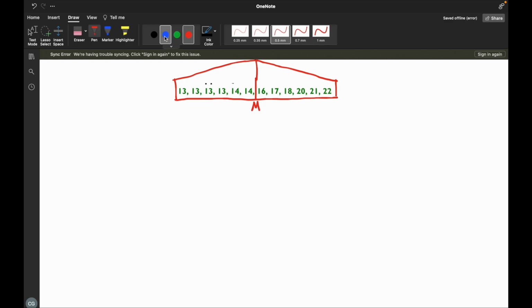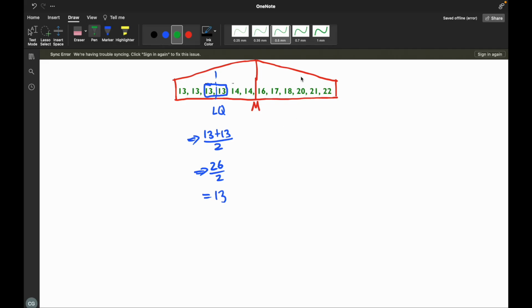The two 13s, right? So right here would be for this one, which is the lower quartile. So these two here, okay? To work that out, I would say 13 plus 13 divided by 2, which is 26 divided by 2, is equal to 13. So 13 represents my lower quartile.